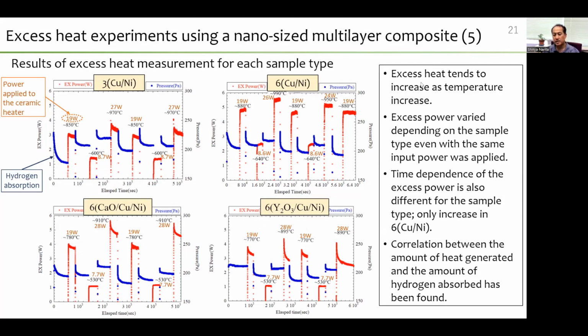So now they found several interesting things. Excess heat tends to increase as the temperature increased.